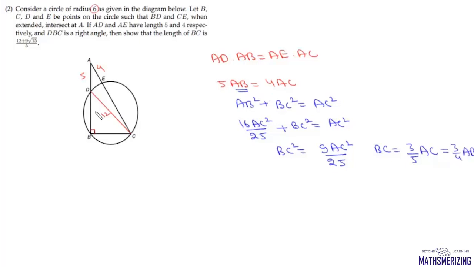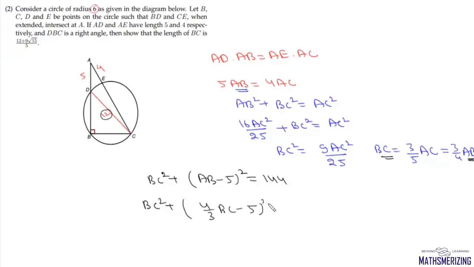Now in this triangle DBC, the CD is diameter, therefore the value of CD is 12. So in this triangle we can write BC square plus BD square. Now BD is AB minus 5, whole square, and this value must be equal to 144. Now we can put the value of AB. AB is 4 by 3 BC. So we can write BC square plus (4 by 3 BC minus 5) whole square, and it is equal to 144.